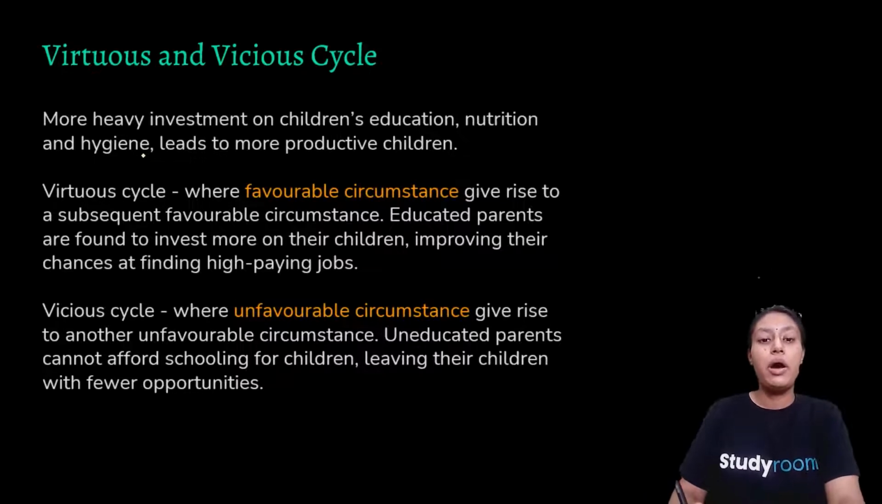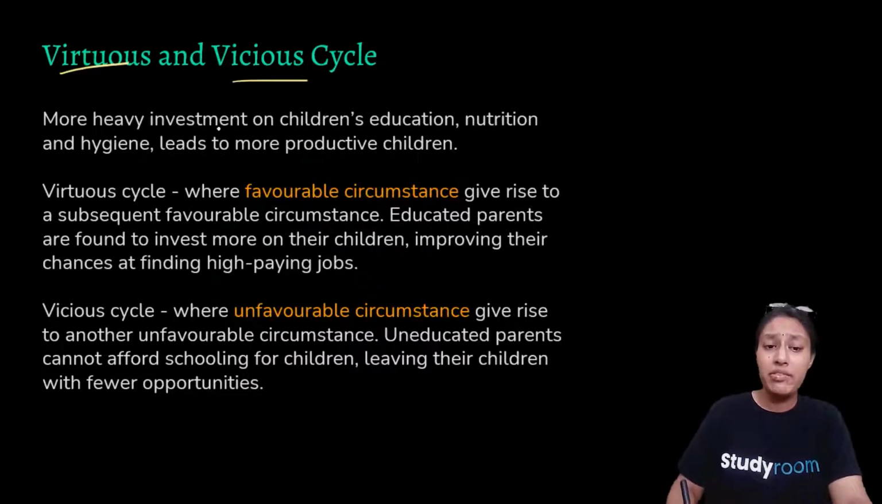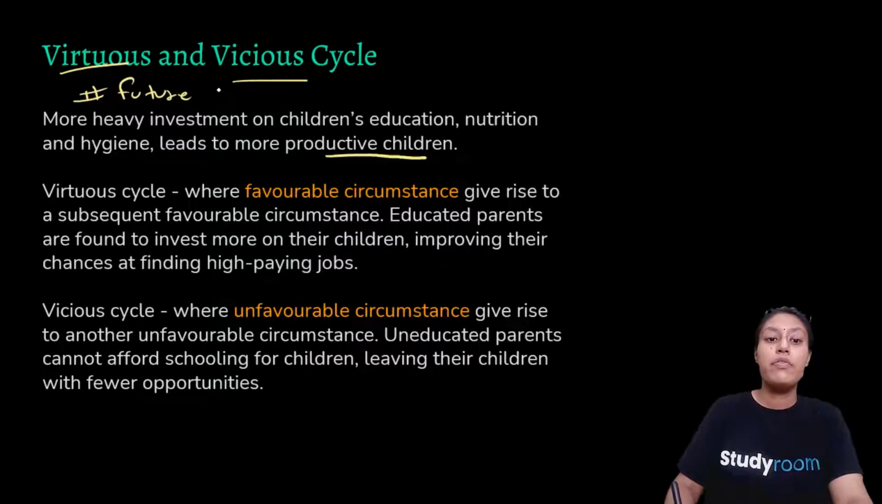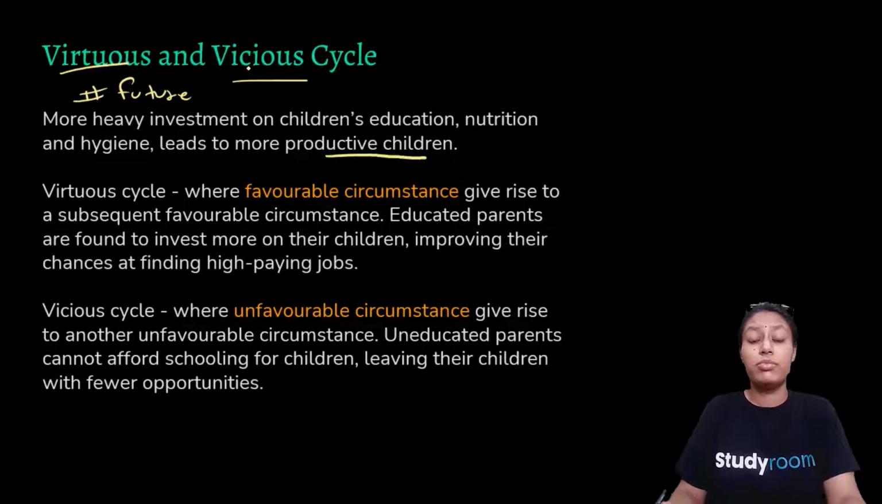So we will understand more detailing of the concept of investment through these two cycles, which we call the virtuous and vicious cycle. Virtuous and vicious cycles are basically two different cycles which lead to two different circumstances. More heavy investment on children's education, nutrition and hygiene leads to productive children. Because it is very important to invest in children, they are considered the future of the country. It is always said this child is the future of the country, this child has to be educated or properly nourished, right? So that's why it is very important to train them.